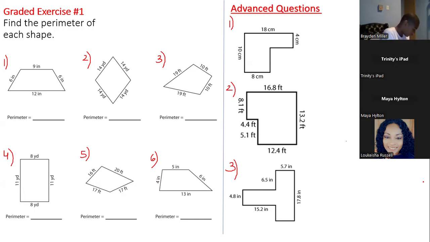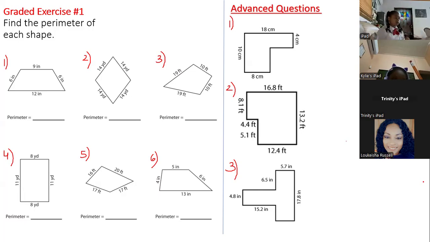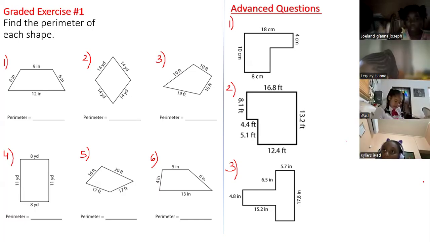What's her name? Forget her name. Maya. I see your work. And what's her name now? Kylie, what number you on? Number 6, okay.